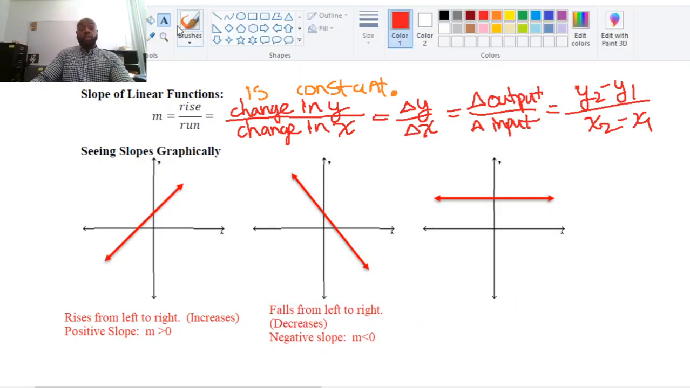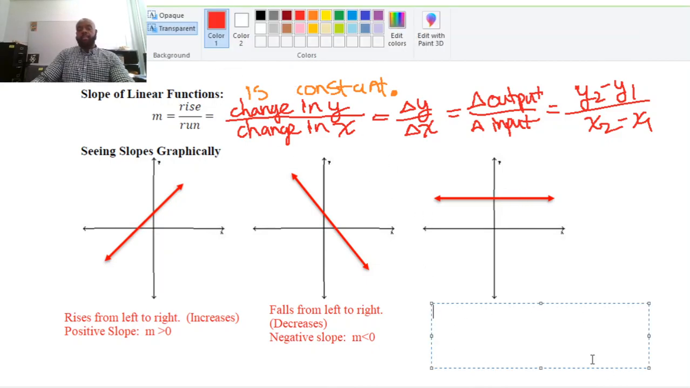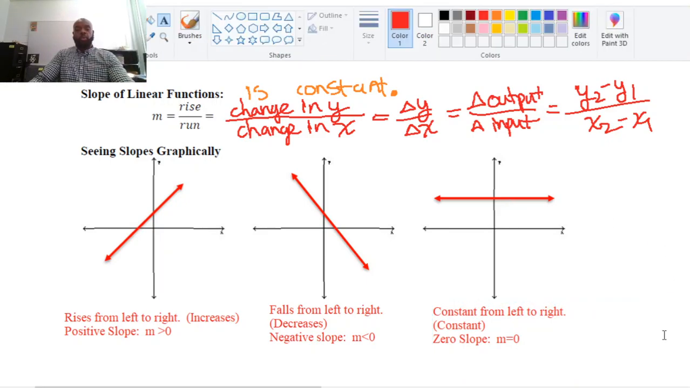And in here, we have a graph where we're neither rising nor falling from left to right. And so we can say that we're constant from left to right. Well, when we're constant from left to right, that means we neither rise nor fall. Neither increases nor decreases. We have a 0 slope. That means our slope equals 0. There's no rise. The rise over run is 0. And so we have a slope that's equal to 0.